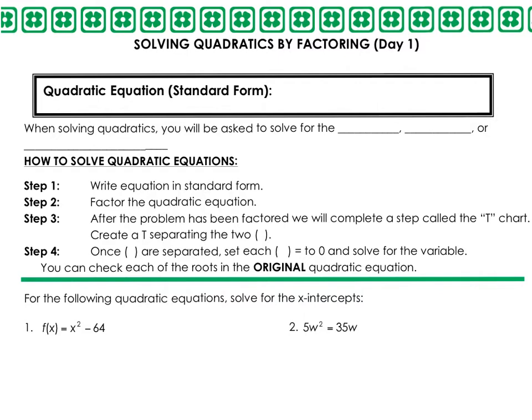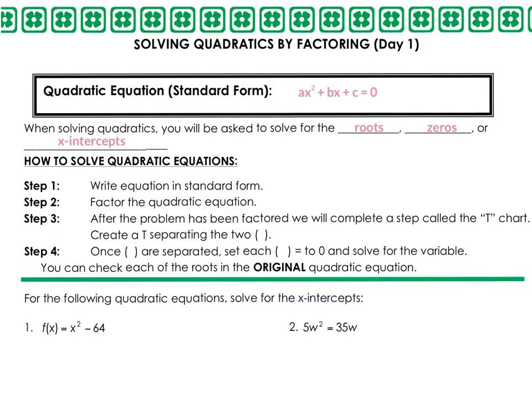So the first thing is the quadratic equation in standard form. Remember, quadratic equations have a degree of 2, and the standard form we write them in is ax squared plus bx plus c equals 0. This is something we've already talked about in the previous unit. When solving quadratics, you will be asked to solve for, and it'll be written in one of these three ways, either the roots, zeros, or x-intercepts. And all those things mean the same thing.